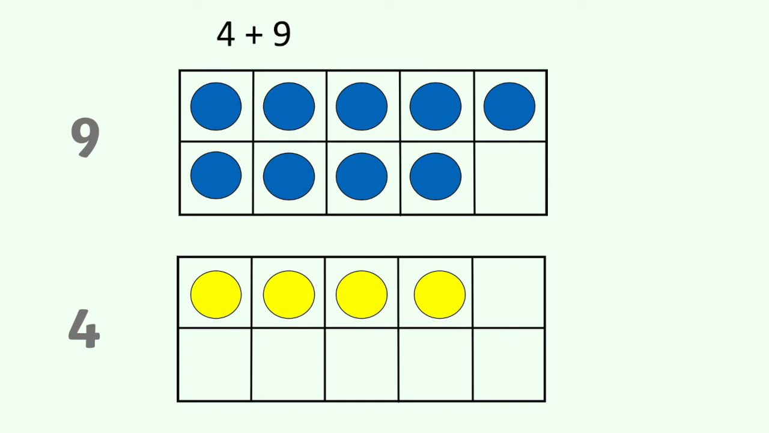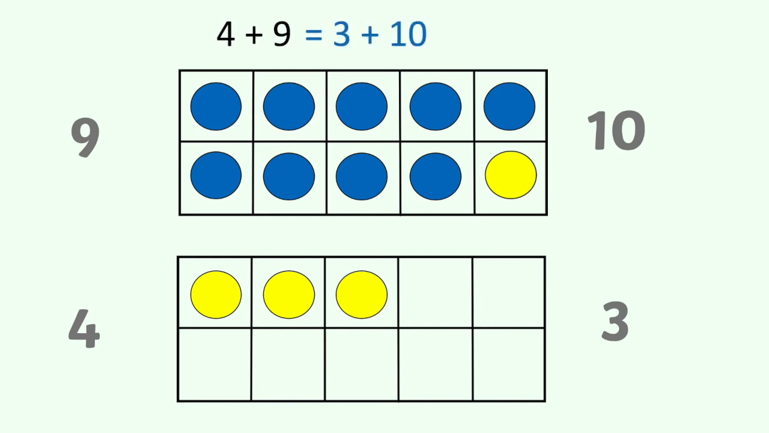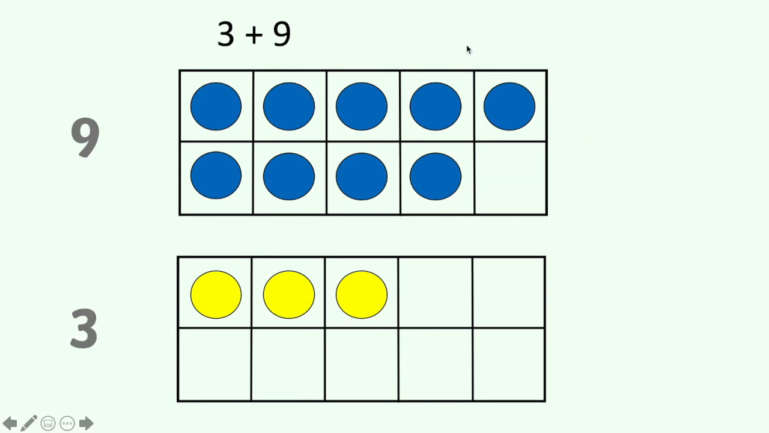So let's move it with our magic fingers. There we go. We've made 10 and 3, and that equals 13. There you go. So 4 add 9 equals 13. Next one, 9 add 3.